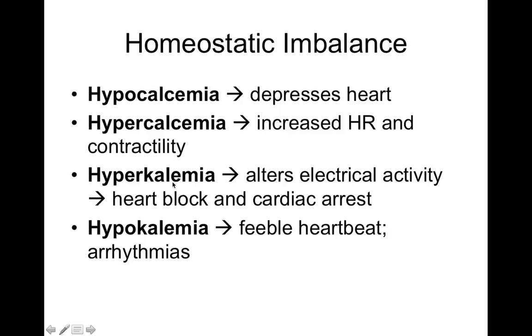Hyperkalemia is a high blood potassium, and this can alter electrical activity and can lead to heart block and cardiac arrest. Hypokalemia means low blood potassium. This can lead to things like feeble heart and arrhythmias. In fact, many anorexics die from hypokalemia. They don't eat enough to support their own body's potassium. They lose so much potassium, it ends up causing fatal arrhythmias. I think Karen Carpenter died this way. It's just interesting.